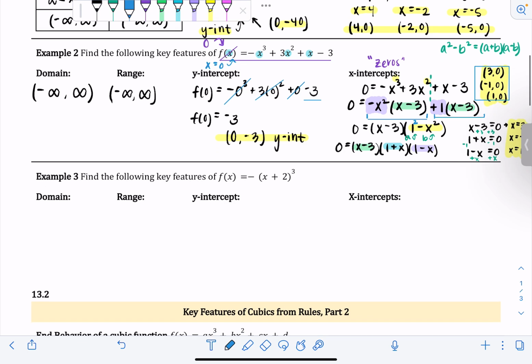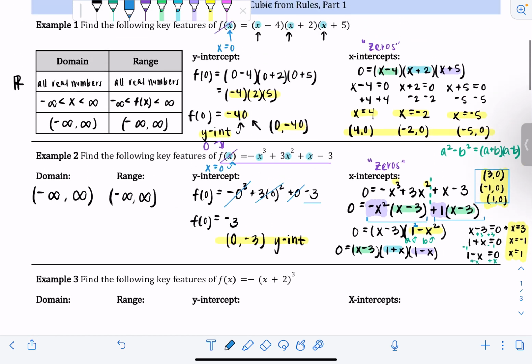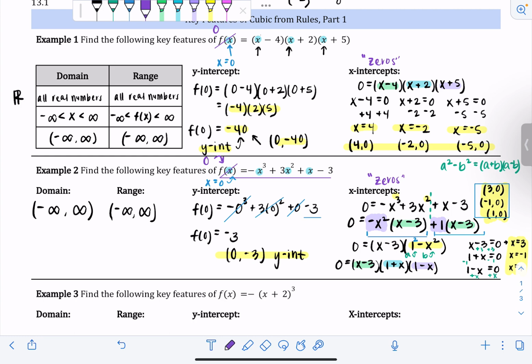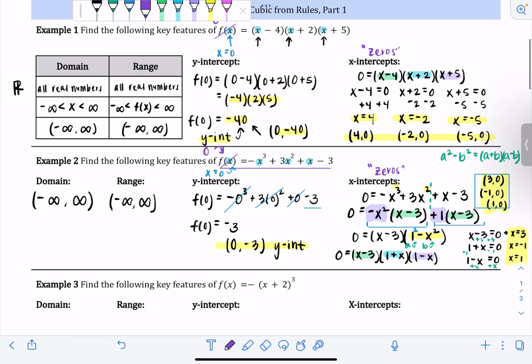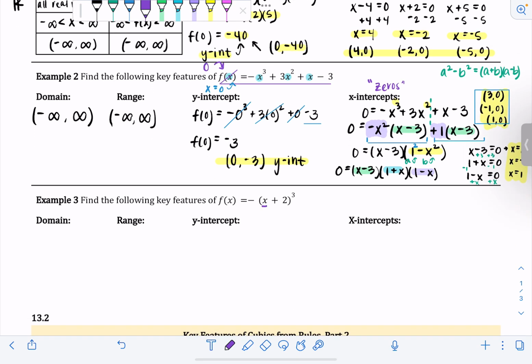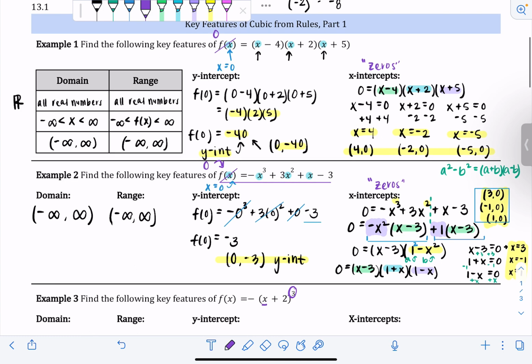So example 3, find the following key features of f of x equals -(x plus 2) cubed. I talked about in example 1 how you could tell it's cubed because you see 1, 2, 3 x's being multiplied together. Here we only have the one, but it's being raised to the third power. So if I were to expand this, it would be x plus 2 times x plus 2 times x plus 2, 3 times, and it would look almost like example 1, just different numbers.